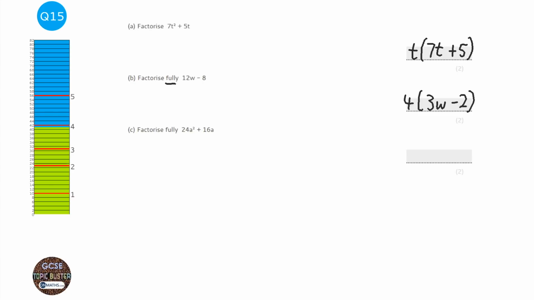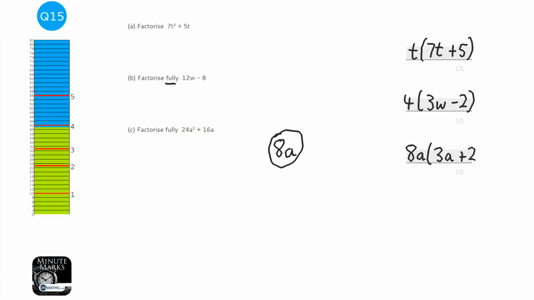Right, the last one, there's a number and a letter. So I'm thinking the number for 16 and 24 would be 8, and the letter would be A. There's two things that we're dividing out this time, so I'm going to have 8A on the outside. What do I times 8 by to get to 24? Well, that's 3. And what do I times A by to get to A squared? Well, that's going to be A. What do I times 8 by to get to 16? 2. And what do I times A by to get to 16A? I'm just going to leave it, because the A is on the outside of the bracket. So 8A times 2 is 16A, so I don't need an A there.